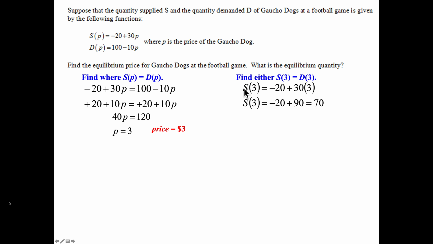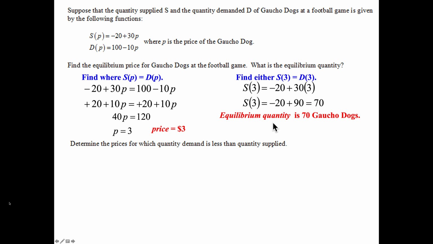So I went to the S function, put in the 3: negative 20 plus 30 times 3, which is 90. Negative 20 plus 90 is 70. So we'll be selling 70 gaucho dogs. That's how much I have to have ready for the game.